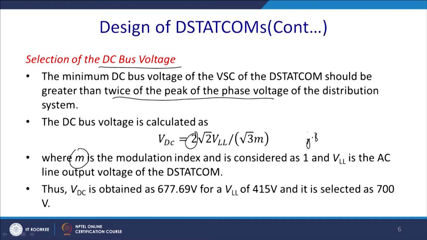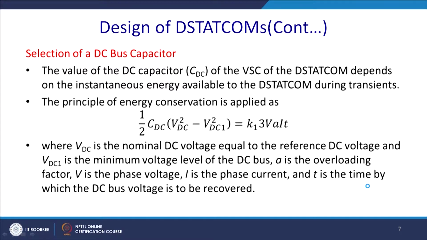Thus, even if you consider that M value to be 1, the V_DC obtained is 667.69, and if you divide it by 0.8, it will actually be around 750 volt. So, for this reason we can select the DC bus voltage in and around 700 to 750 volt. This is a calculation. Now, we will talk about the selection of the DC bus capacitor.